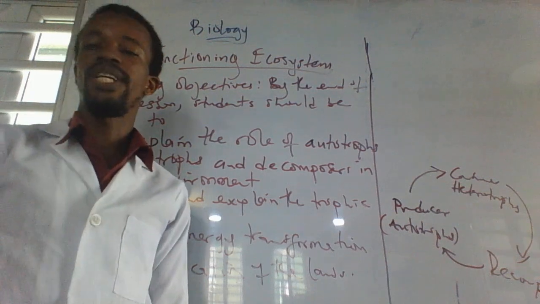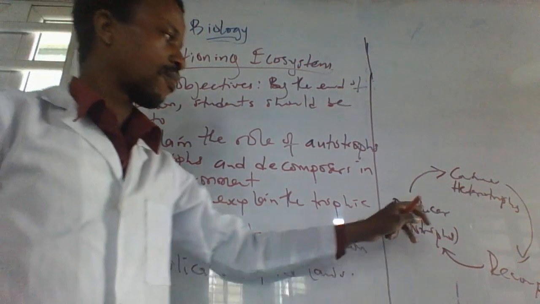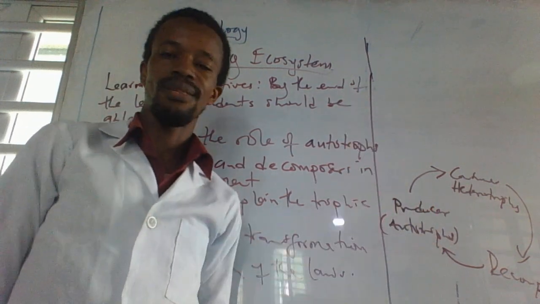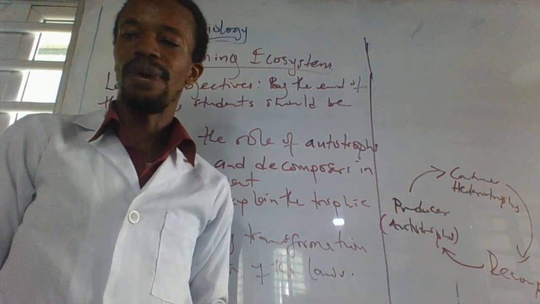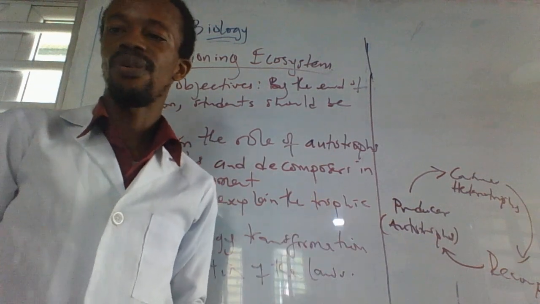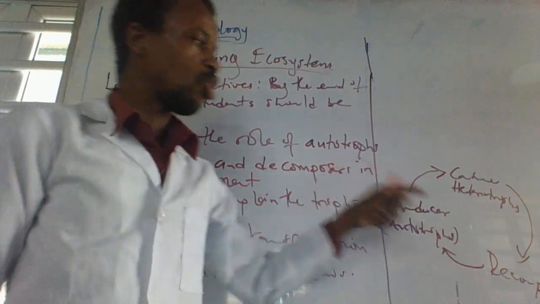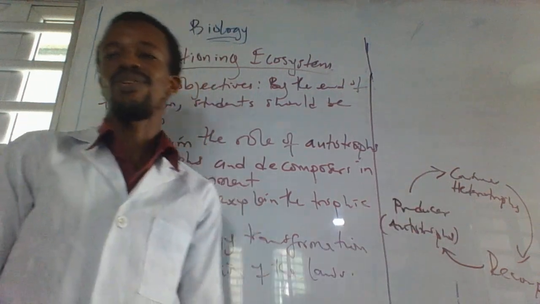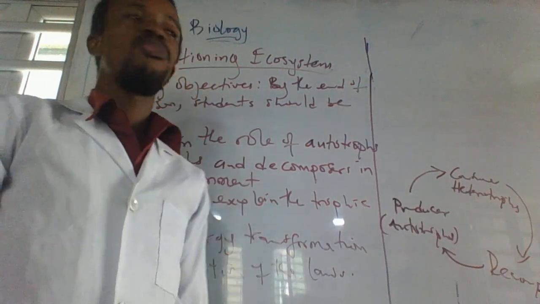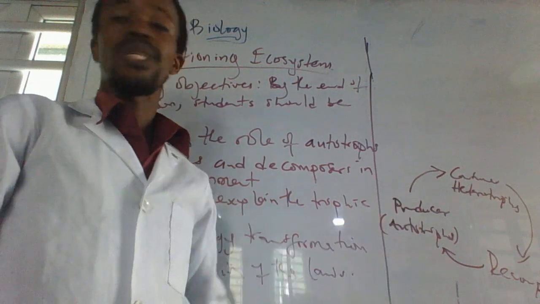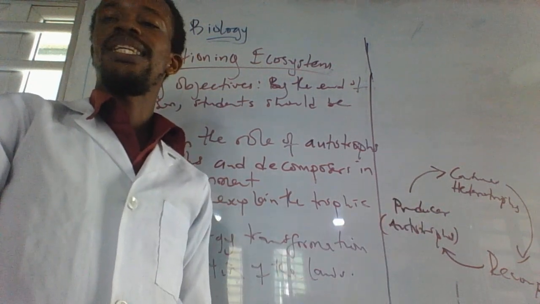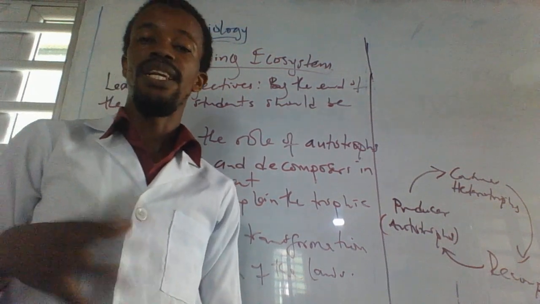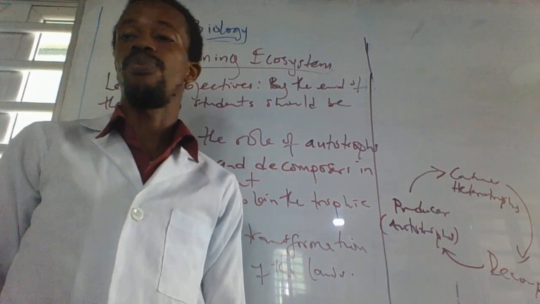One, it begins with the producer. After the producer comes the primary consumer. From the primary consumer it goes to the secondary consumer, then from the secondary consumer it goes to the decomposers, and from the decomposers back to the producer. That is just as simple as it is. In the movement from producers to the decomposers, energy is being released and used up in that process.